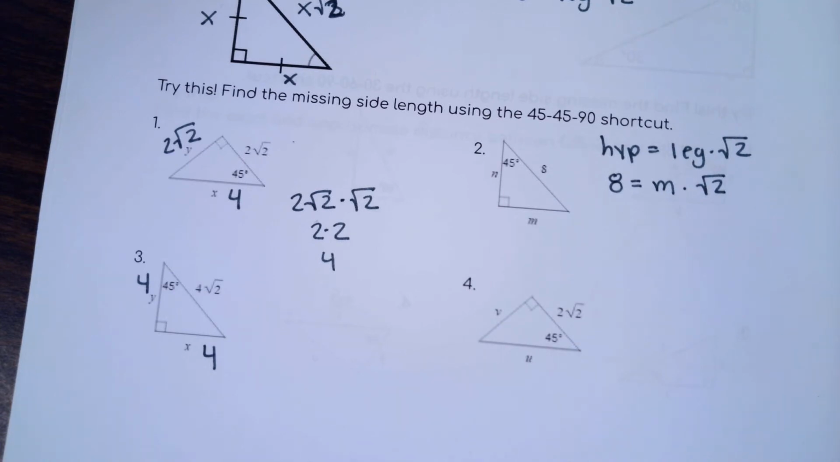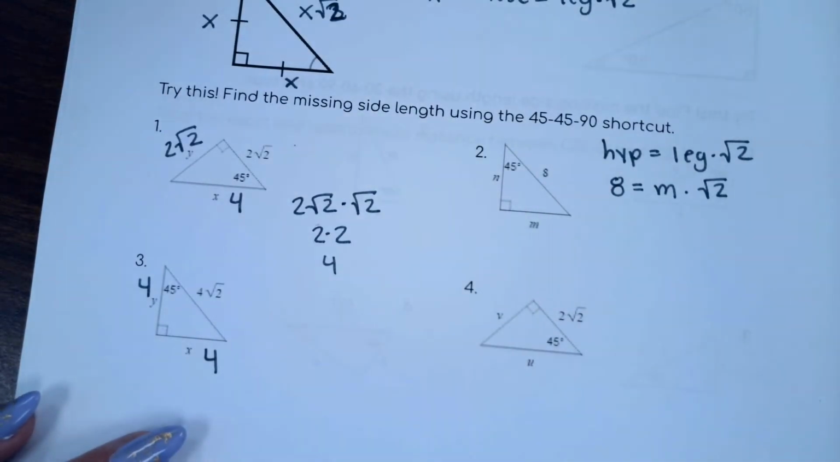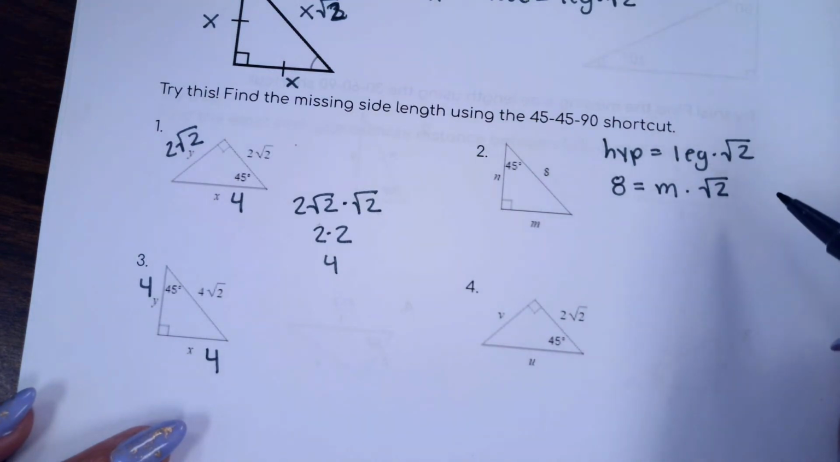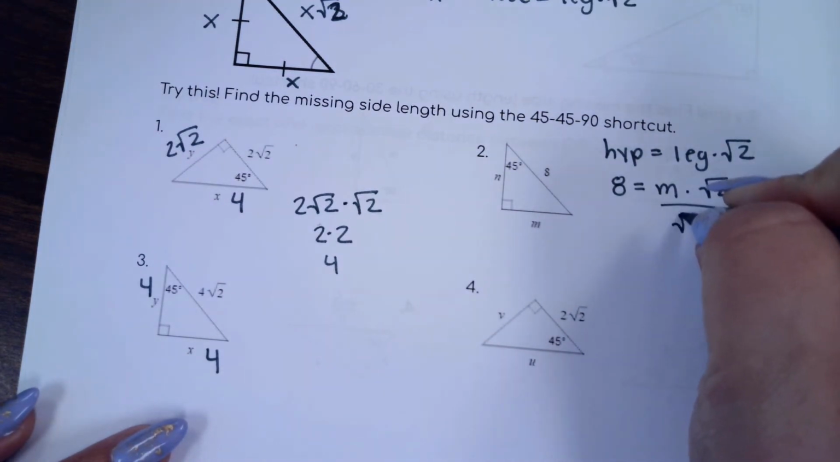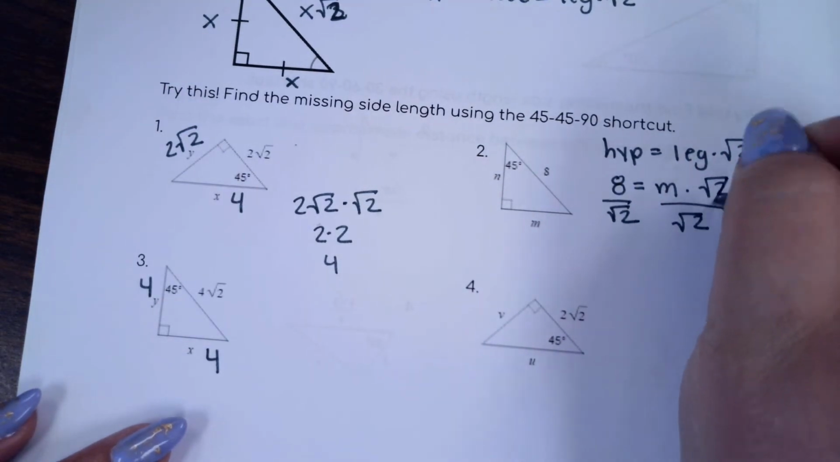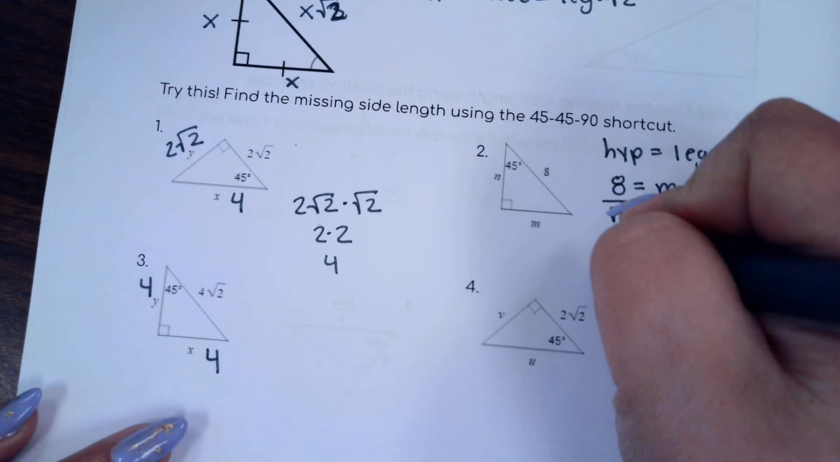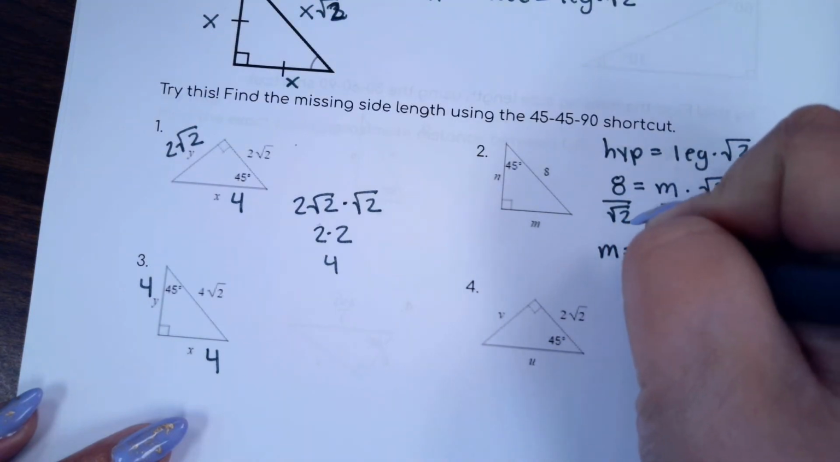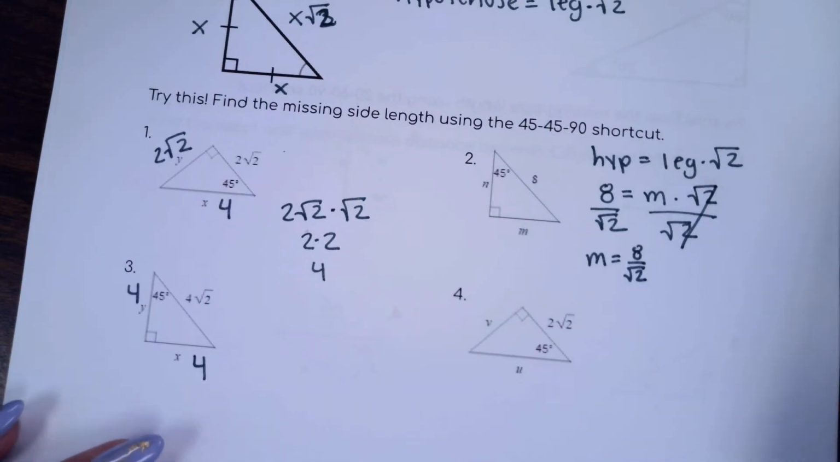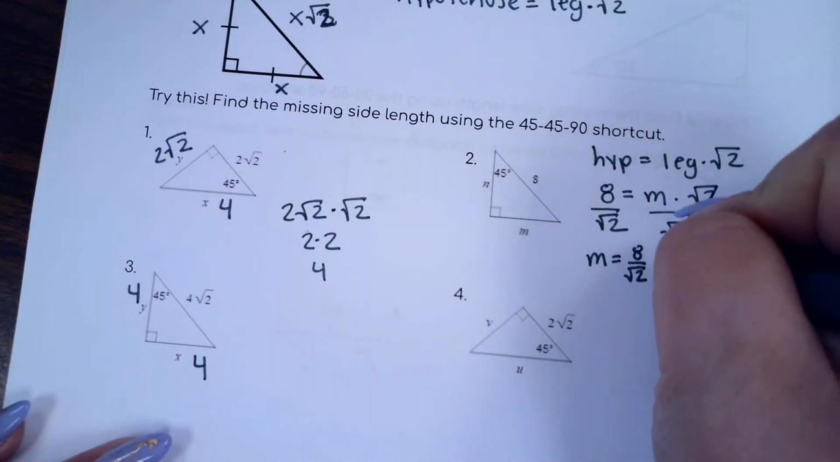Now, the square root of 2 again is just a number. So whatever we would normally do to solve an equation, we can do here. So we have m times a number. To get m by itself, we've got to divide by that number, right? So those cancel. We're left with m equals 8 over square root of 2. But we're not done. We can never have a square root in the denominator, so we need to rationalize.